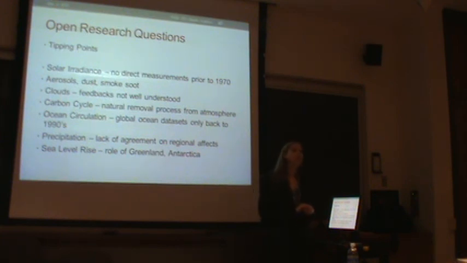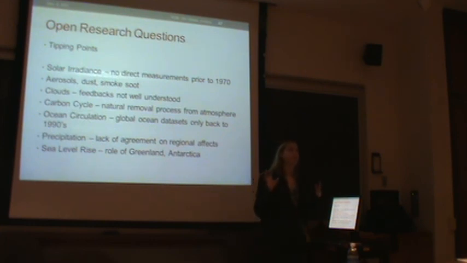The carbon cycle. We know that the ocean is removing carbon from the air. We know what percentage it's taking out. But that's changing a little bit, and we don't completely understand the mechanism of how much gets taken out and why, and how that might change over time. Also the ocean circulation. Ocean circulation is very difficult to measure, you can imagine. And our global ocean data sets only go back to about the 1990s. So that's another thing where we really want to collect a longer term climate data measurement.